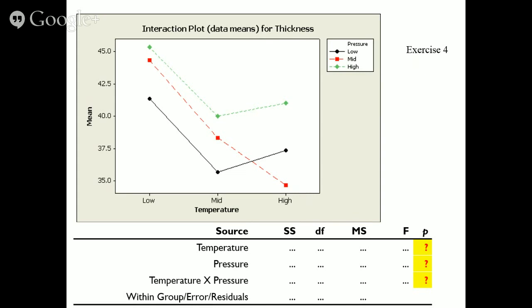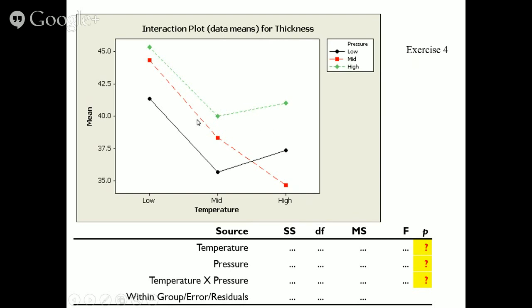Now here, it's another judgment call on the interaction term. So temperature: that mean is up here. Low temperature, the mean of thickness is about there. Mid temperature, the mean is about there. And high temperature, the mean is about there. So these two might not be different, but that one's definitely different from the other two. Now pressure: low, about there, mid, about there, and high, about there. Not a big difference in the means, but maybe enough to say that yes, there is variability among those means.